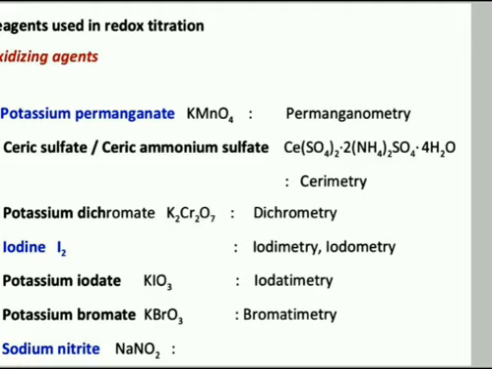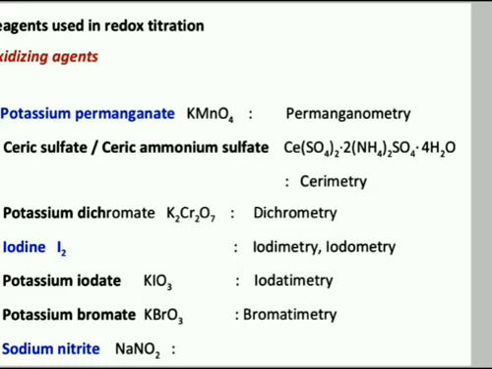And if you use potassium bromate, that is called bromatimetry. Therefore, in redox titration itself, we have several types, depending on what type of oxidizing agent we are using. If you use KMnO4, that is permanganometry, and if you use potassium dichromate, that is dichrometry. If you are using ceric sulfate, that is cerimetry, and if you use iodine, it is called iodimetry or iodometry, and so on. Therefore, redox titration itself we can categorize into several types.